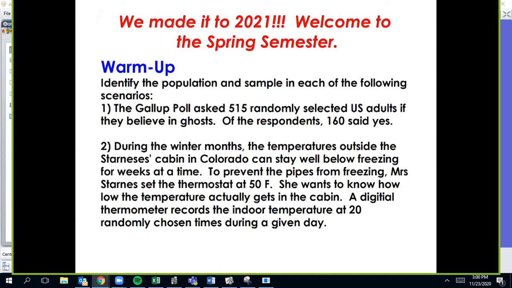So for our warm-ups, we're going to do things a little bit differently this semester. Our warm-ups will not be multiple choice. We're going to start practicing some more open-ended stuff. We might sprinkle in some multiple choice here and there. But for today, what I want you to do is do this warm-up. So pause the screen, do the warm-up, and then you can unpause for us to go over it.